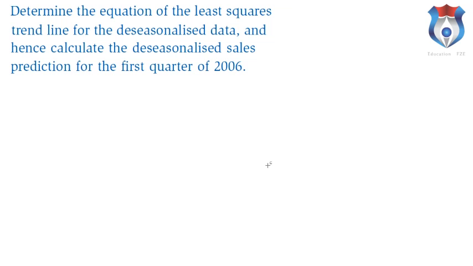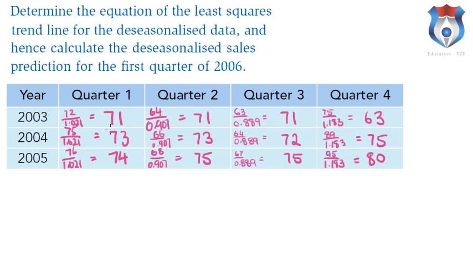So, say your time series question now asks you to determine the equation of the least squares trend line for the deseasonalized data, and hence calculate the deseasonalized sales prediction for the first quarter of 2006. Now this is what our deseasonalized data looked like. So what we're going to do is work out a least squares trend line for this deseasonalized data as opposed to the original actual data. So I'm going to put this into my calculator in the lists, and I'm going to use this first point here as x equals 1. So 2003 quarter 1 is x equals 1.